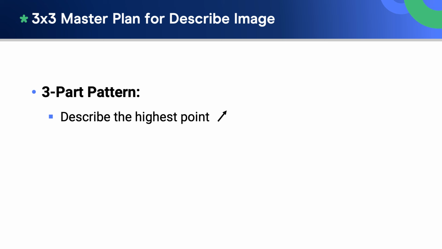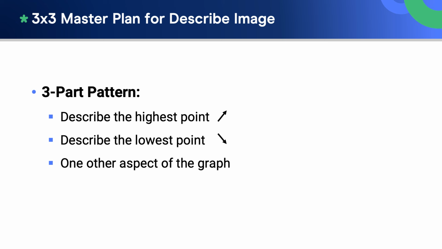The next part of the 3x3 master plan is the 3-part pattern for the description. Here you describe the highest, the lowest, and one other aspect of the graph. If you notice additional important points in the graph, you can mention them, but you must make sure to allow time to include your conclusion. This brings us to the last part of the 3x3 master plan, which is the 3-point motto. 3 important points to keep in mind throughout the completion of the describe image tasks. These are keep to the structure, keep it simple, and keep going.